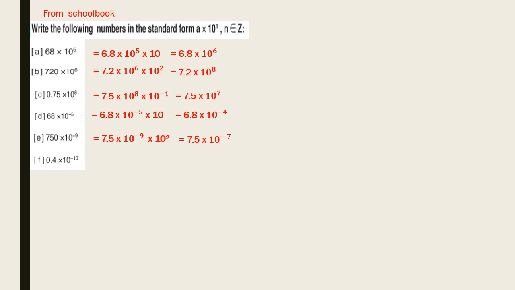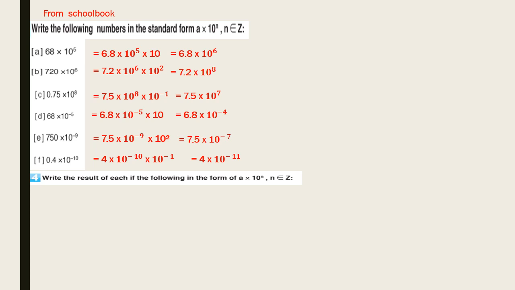Letter F, 0.4 times 10 to the power negative 10. 0.4 must be more than 1. So move the decimal point from the left to the right, and it will be 4. And 10 to the power negative 10, and multiply by 10 to the power negative 1. The power here is negative because we moved from the left to the right. Equal bases, add the powers. Negative 10 plus negative 1 will be negative 11.